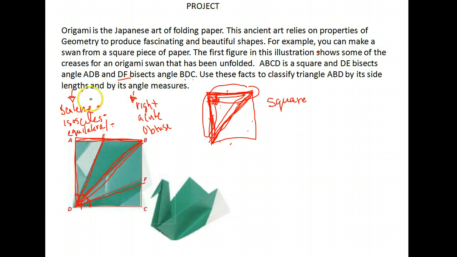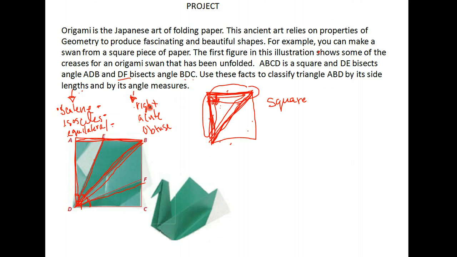So your classification will have 2 words in it. One will be one of these words here. By sides, is it scalene, isosceles, or equilateral? And your second word will either be right, acute, or obtuse.